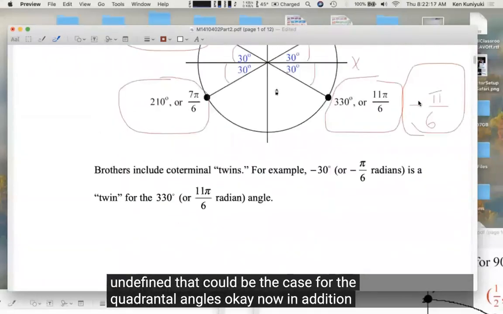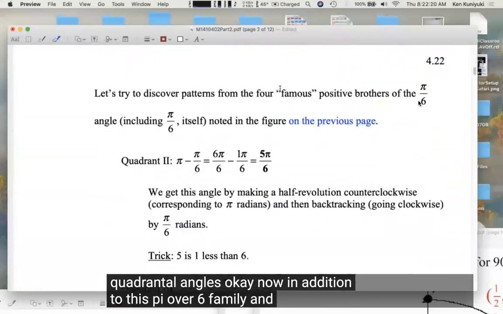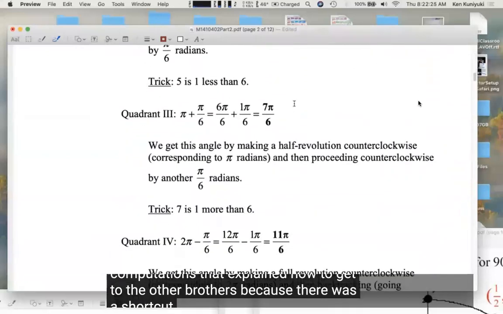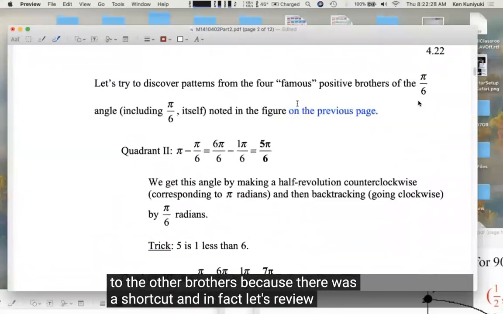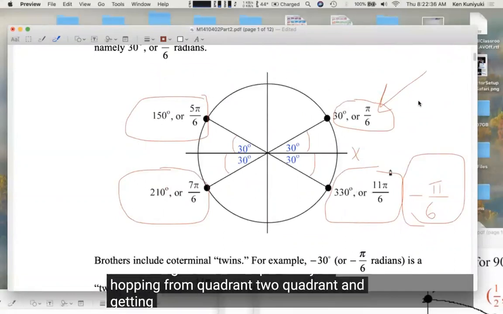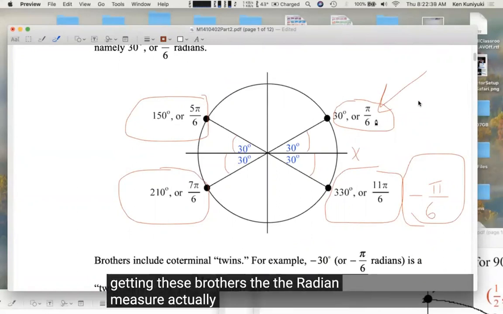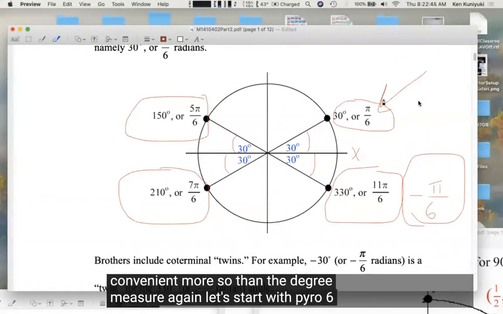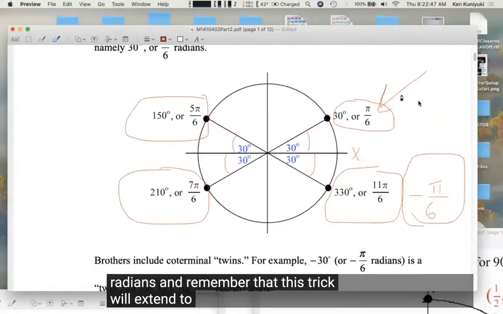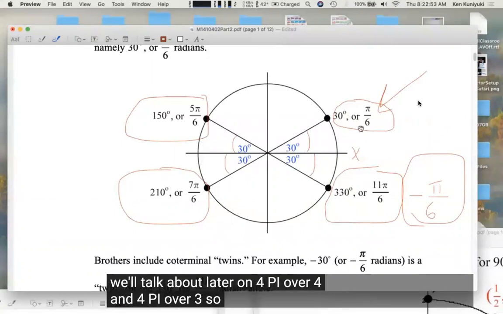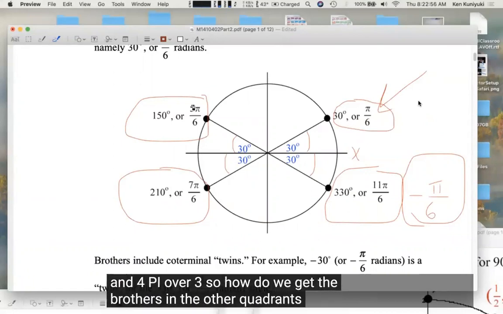Okay. Now, in addition to this pi/6 family, here were computations that explained how to get to the other brothers, because there was a shortcut. And in fact, let's review the shortcut before we get to the other families. Again, what's a quick way of hopping from quadrant to quadrant and getting these brothers? The radian measure actually turns out to be more convenient, more so than the degree measure. Again, let's start with pi/6 radians. And remember that this trick will extend to these other 2 families we'll talk about later on, for pi/4 and for pi/3. So how do we get the brothers in the other quadrants?